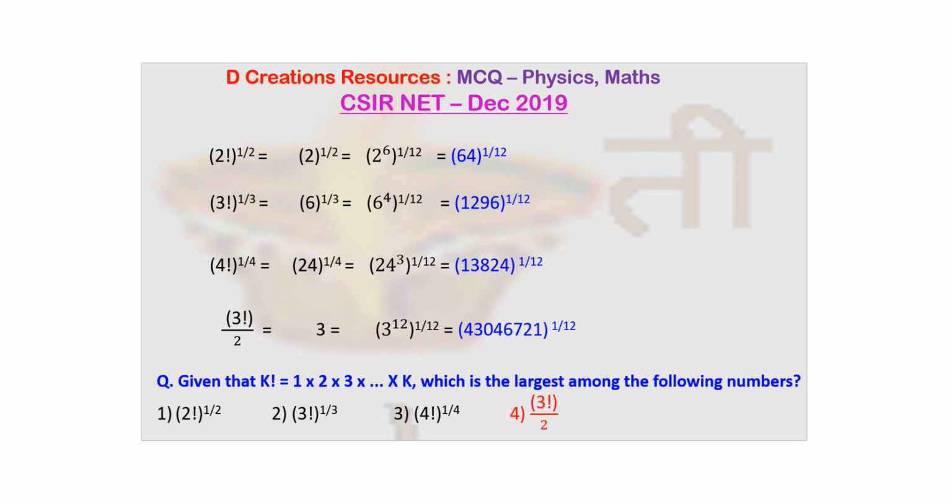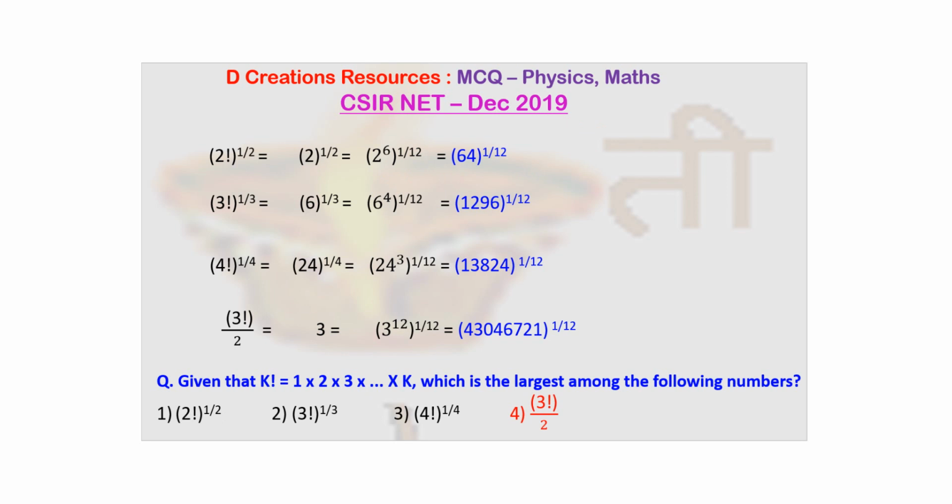Now the way we do it for LCMs, a similar logic we are going to apply here. In order to make the powers equal, the number we are interested in is 1 by 12. So let's rewrite all these powers. 2 raised to half, we can rewrite as 2 raised to 6, all raised to 1 by 12. Now what is 2 raised to 6? Well, it's easy to calculate: 2 into 2, 4 into 2, 8, 16, 32, 64.